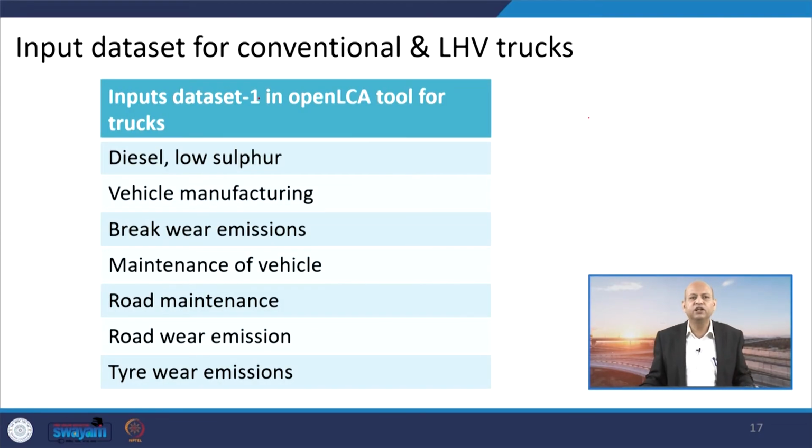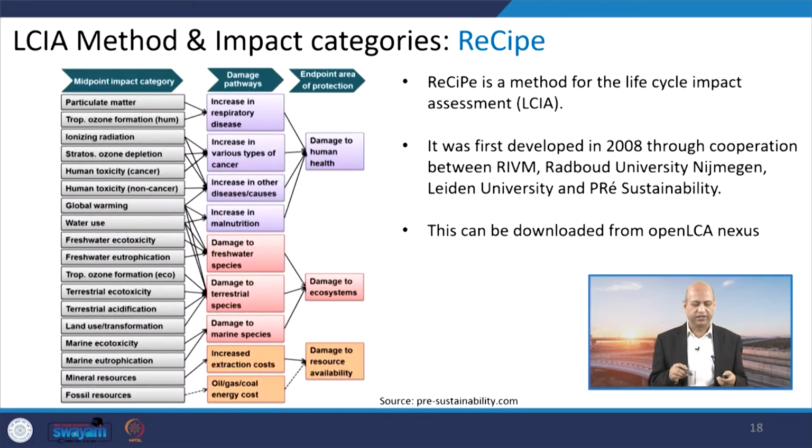Then the input data of the conventional and LHV trucks are the low sulfur diesel related values, then vehicle manufacturing, the year of the vehicle, because that will also influence the emission factors, brake wear emissions, maintenance of vehicles, road maintenance, road wear emissions, and tire wear emissions. All these things have been included as input data, because we are considering the environmental impact of these particular activities.